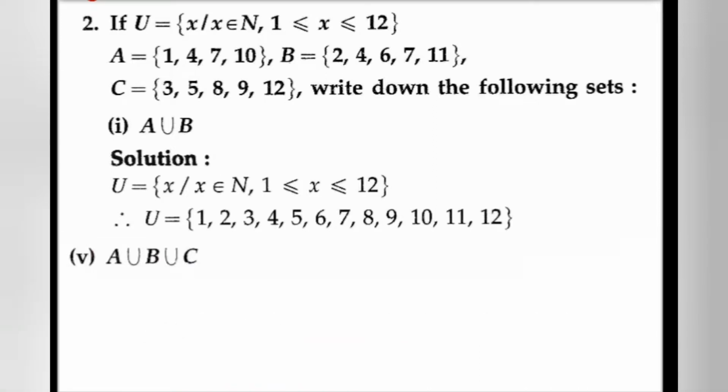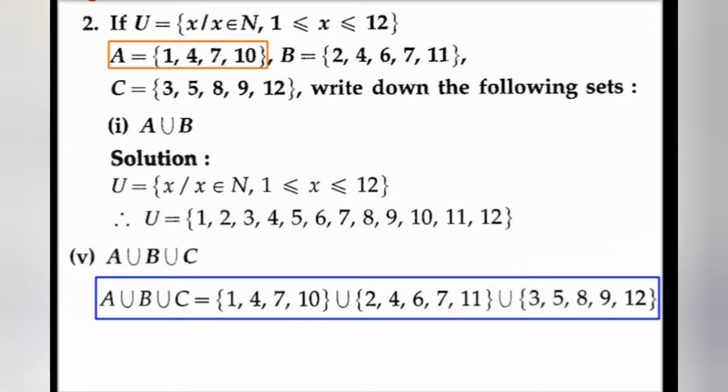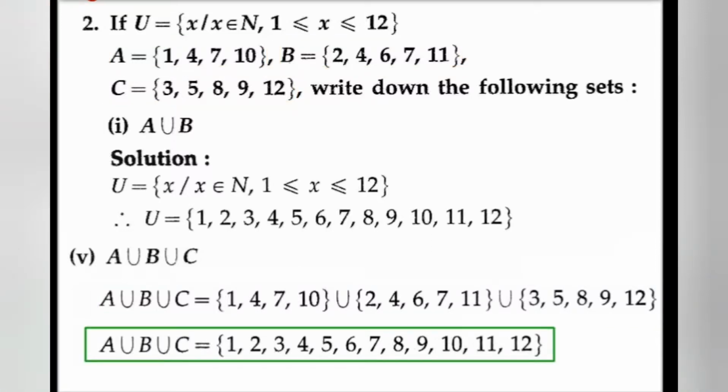Number 5. A union B union C. Well, A union B union C would be set of 1, 4, 7, 10, union set of 2, 4, 6, 7, 11, union set of 3, 5, 8, 9, 12. So it is set of 1, 2, 3, 4, 5, 6, 7, 8, 9, 10, 11, 12.